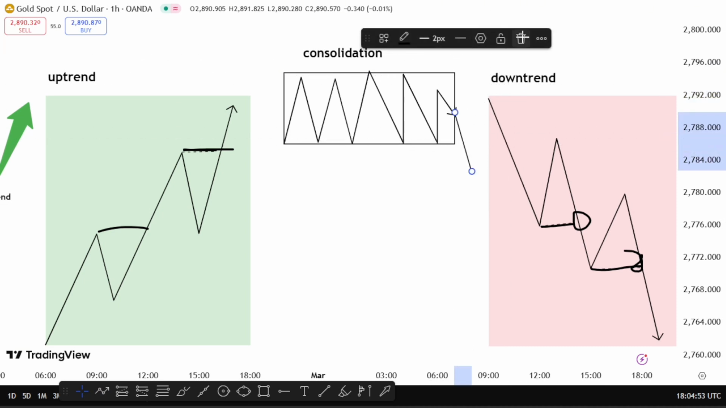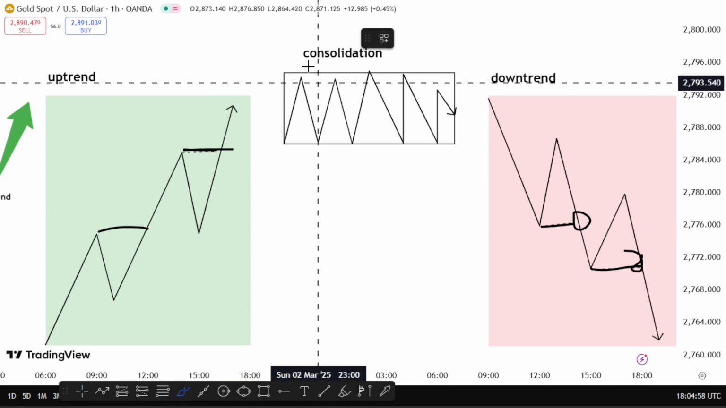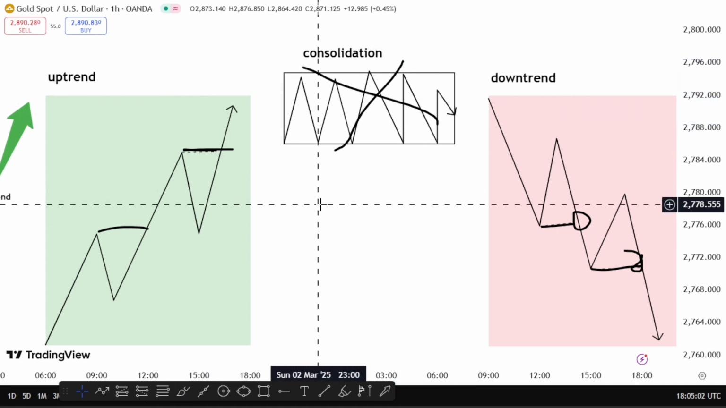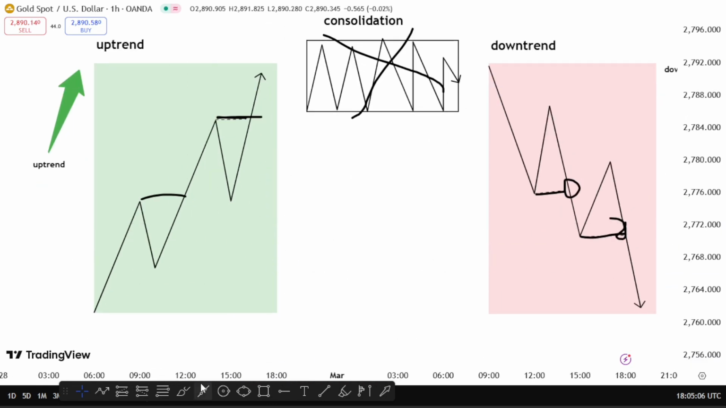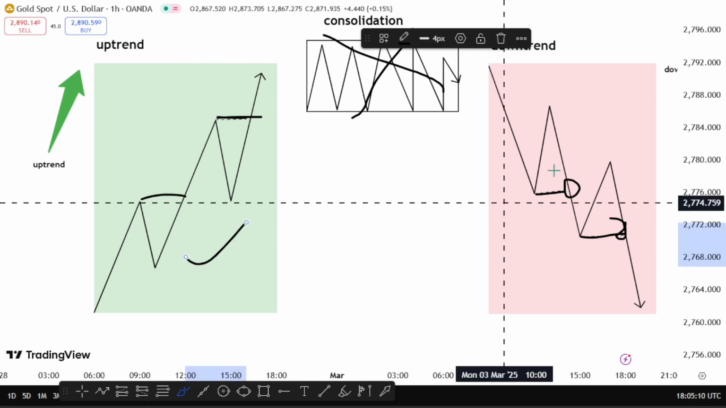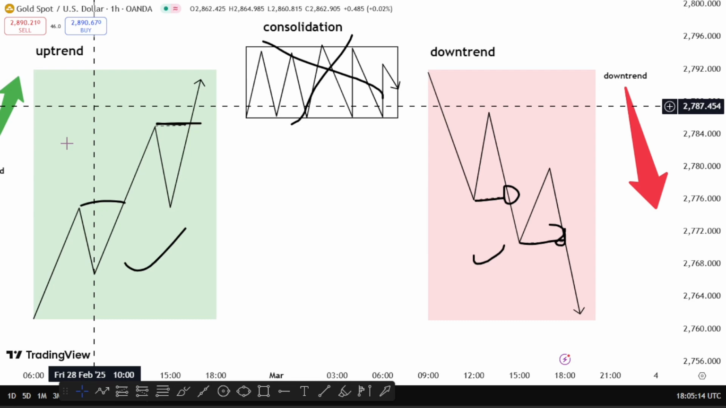So for this particular ranging market, we actually avoid that. We have nothing to do with this one, so we just avoid it in totality. We focus mainly on the uptrending market and also the downtrending market. So this is our major focus.